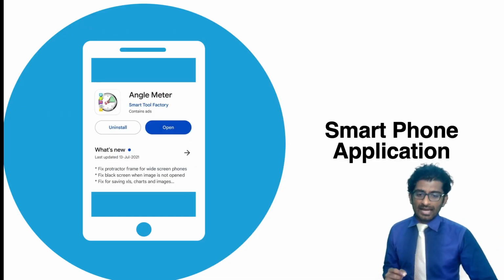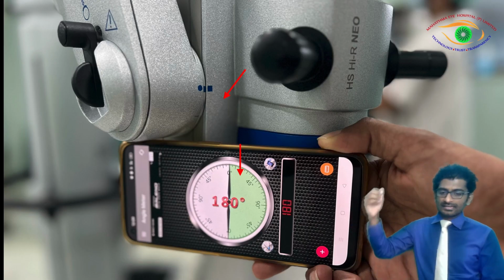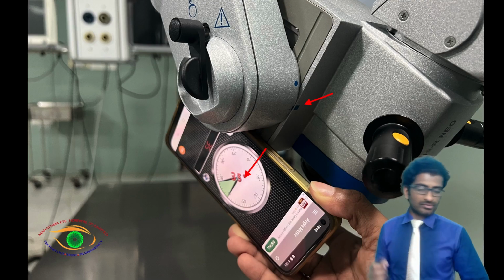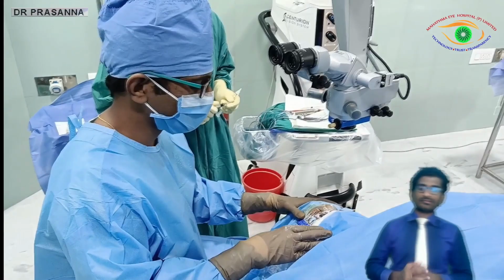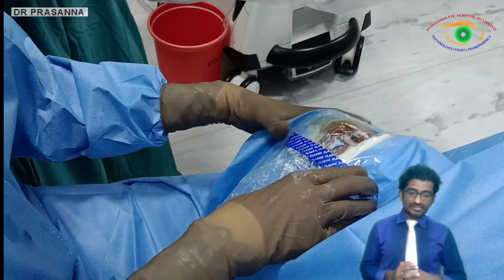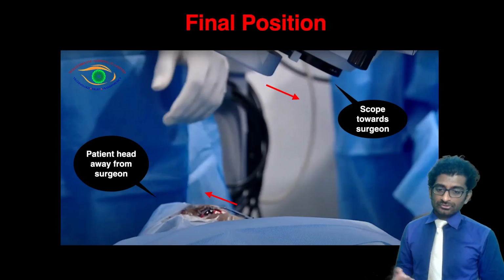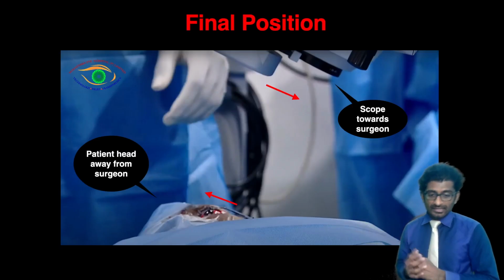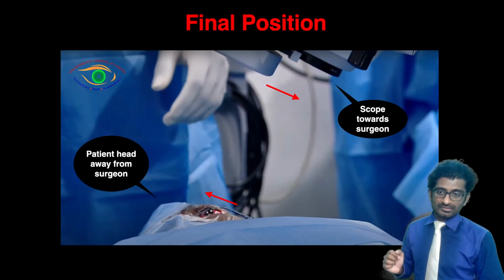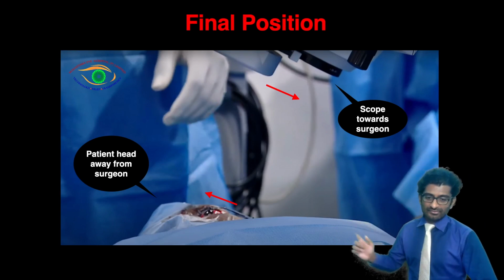Use an angle meter app to get your marking done. It really helps you in precision marking, whether it's 35 degrees or 40 degrees, whichever you are comfortable with. And then once the microscope settings are taken care of, the patient's head is tilted another 35 to 40 degrees away from you. So you get a cumulative 80 degrees to break the total internal reflection and view the structure directly. So this is how the scope is towards the surgeon, and the patient's head is away from the surgeon.